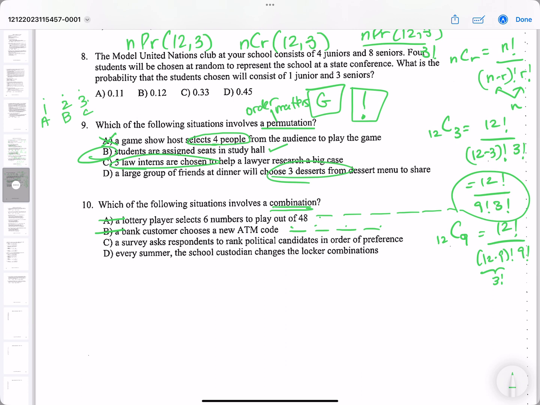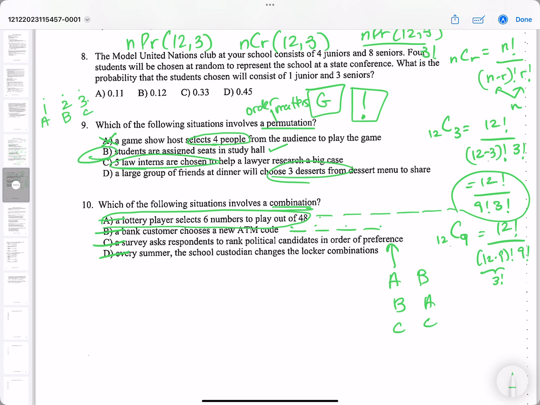A survey asks respondents to rank political candidates in a certain order of preference. If I'm ranking them, I could have candidate A, candidate B, candidate C, or I could have B and A, then C. So the order is going to matter on that one as well. And D, every summer the school custodian changes the locker combinations. Well, you can change the locker combinations to anything that you want.